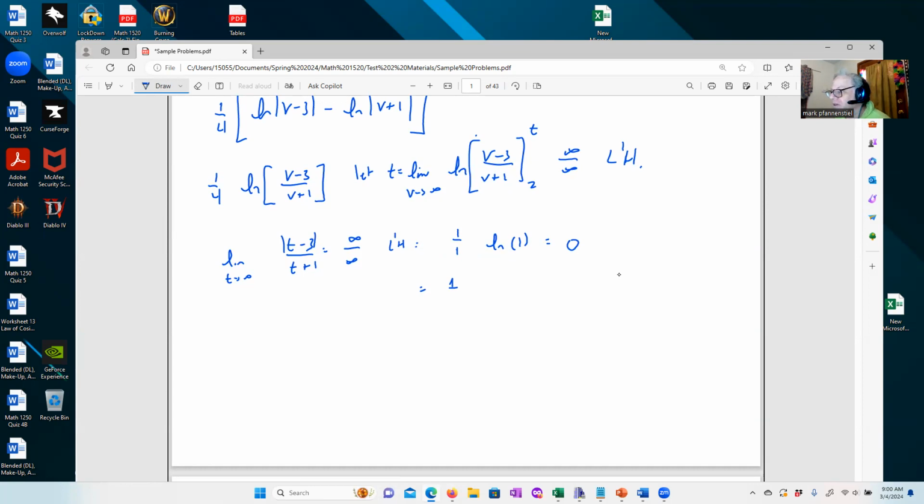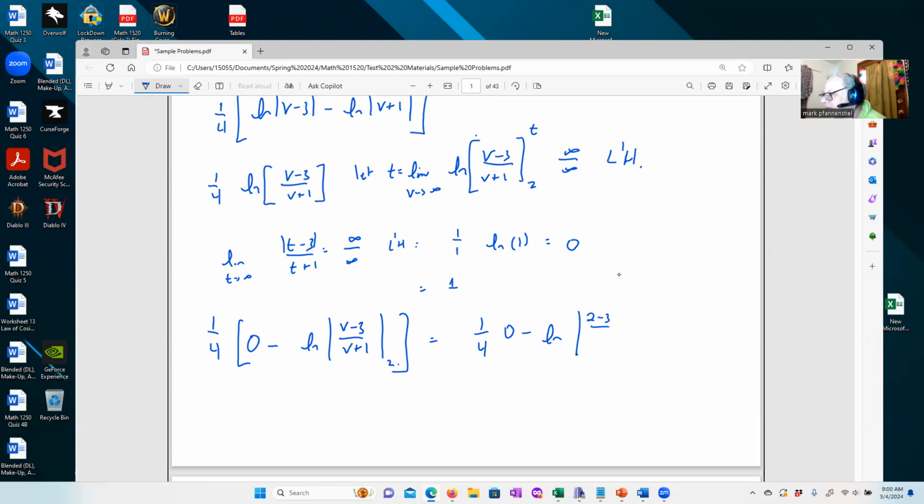So we're going to take 0 minus the natural log of |v minus 3 over v plus 1|, and we're just evaluating it at 2. We've already evaluated it at t, which gave our 0. Let's not forget we have a 1/4 all the way up front from way back when. So we have equals 1/4 times 0 minus natural log of plugging in 2: |2 minus 3|, thank goodness for those absolute values, right, over 2 plus 1.